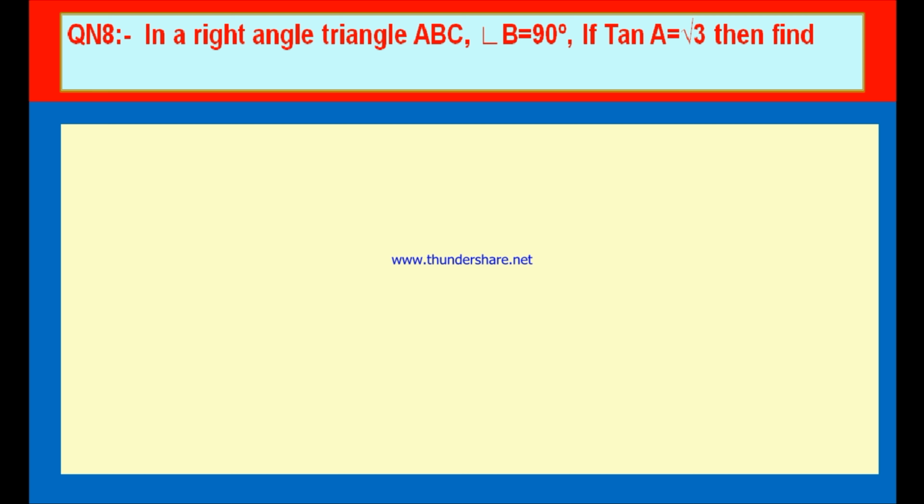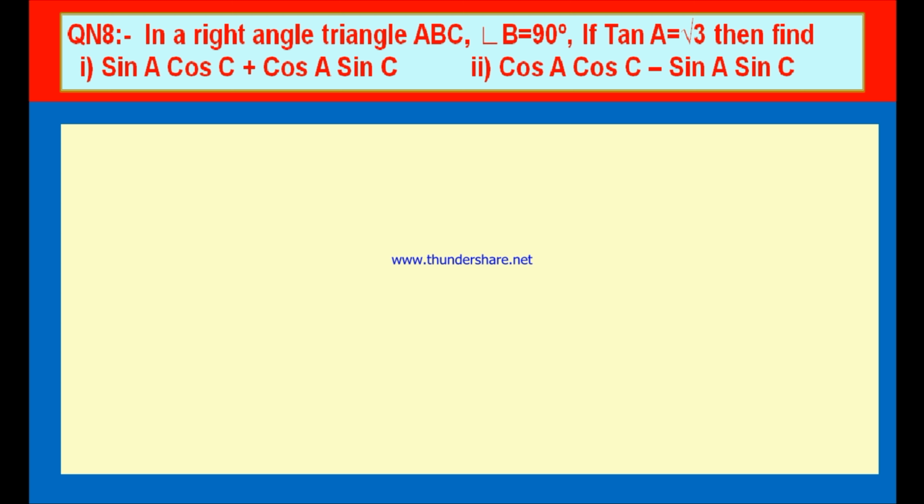If tan A is equal to root 3, then find sin A cos C plus cos A sin C, and cos A cos C minus sin A sin C. I shall repeat. In a right angle triangle ABC, if angle B is equal to 90 degrees, and if tan A is equal to root 3, then find the values of the first bit, sin A cos C plus cos A sin C, and the second bit, cos A cos C minus sin A sin C. Now, in order to solve this, let us look at the solution.